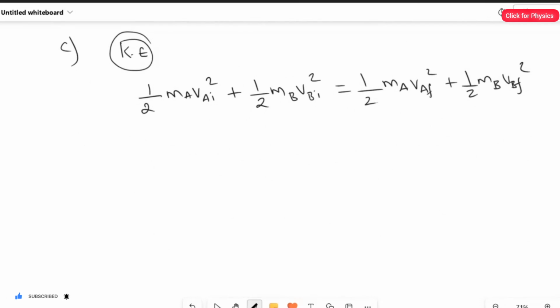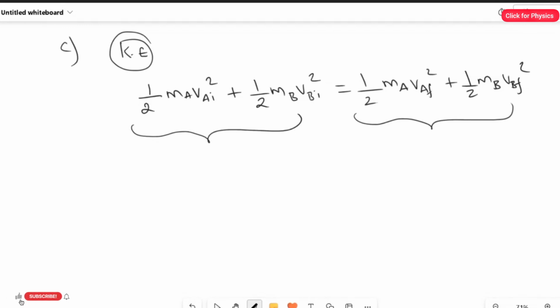Now you can see we are going to substitute the values here. When you substitute the values, because now we have all the values for VAI, VBI, VAF, VBF, and also we have the mass of block A and block B, you will get some answer on the left hand side. Likewise, you will get some answer on the right hand side. If both the left hand side and right hand side give the same answer, then you have to give the answer that the collision is elastic. Suppose the left hand side and the right hand side answers are different, then you have to give the answer that the collision is inelastic. Okay, let's see what our collision is, whether it is elastic or inelastic.